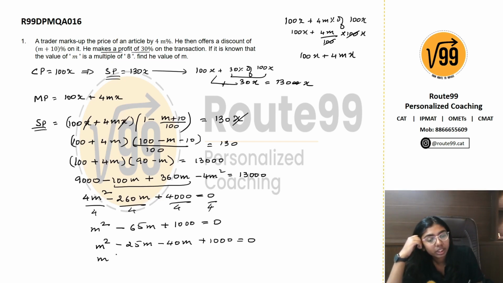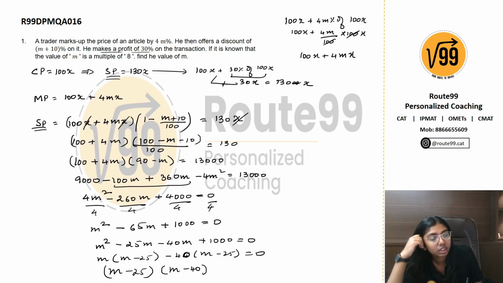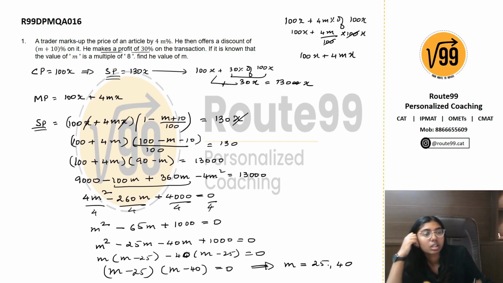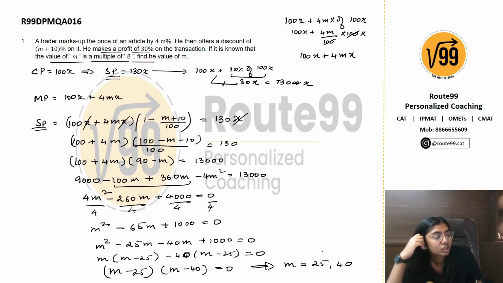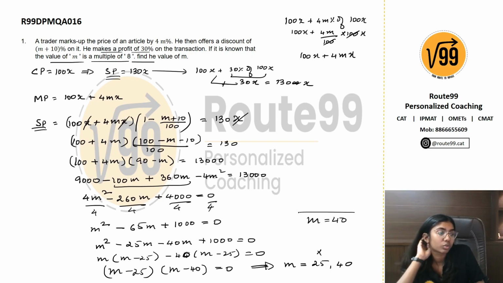Okay, so taking m common, m minus 25, taking minus 40 common here, we'll get m minus 25 equal to 0. This is 40, my bad. So m minus 25, m minus 40 equal to 0, which gives us the value of m as either 25 or 40. Now in the question they have clearly mentioned that m is a multiple of 8. So we'll reject the value 25 and we'll take our answer as m equal to 40. So hence this is your answer.